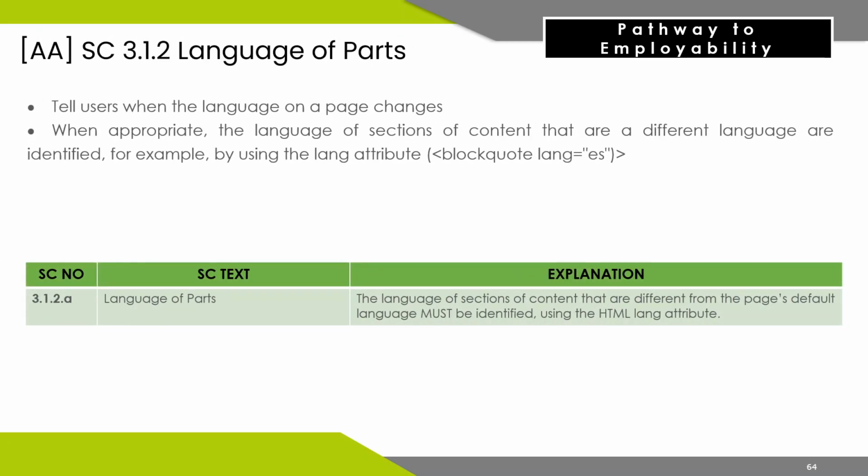The requirements for success criterion 3.1.2 Language of parts are 3.1.2.a Language of parts. The language of sections of content that are different from the page's default language must be identified, using the HTML lang attribute.